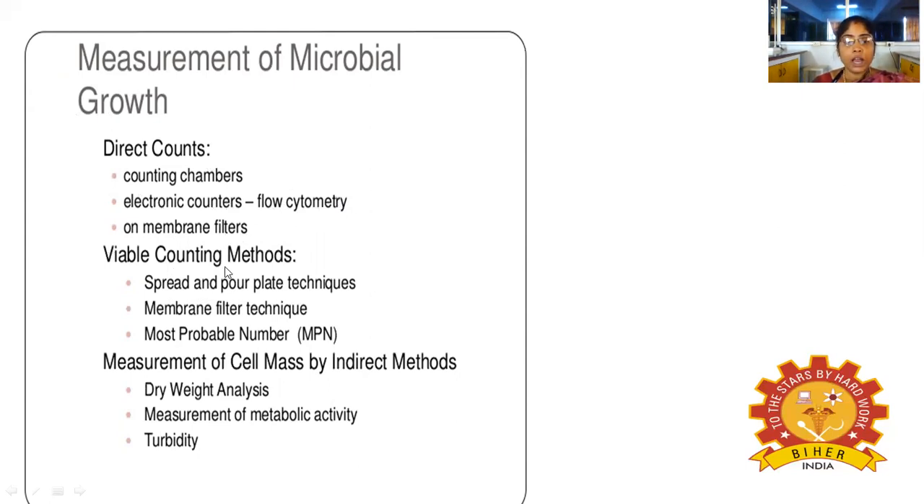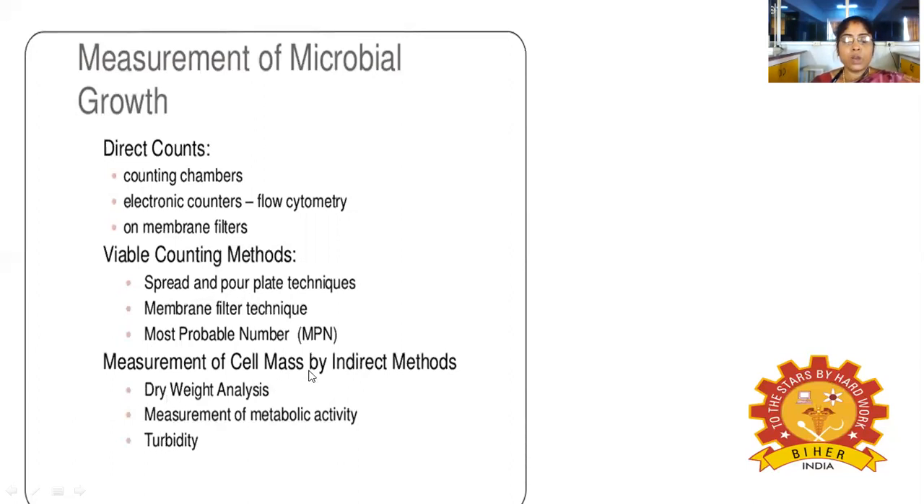The next one is a viable counting method, that is the spread plate and pour plate technique. That is said to be colony counting, where colony forming units can be measured, and the most probable number, where the number of cells of a bacteria can be measured.